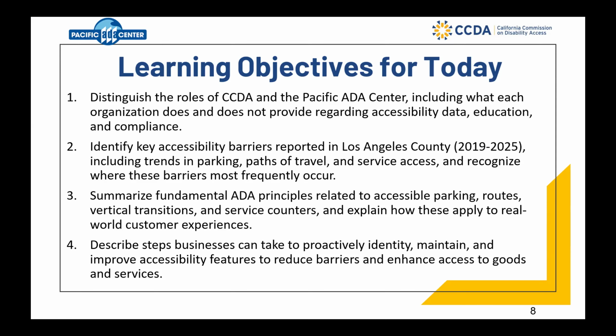And after that, we hope to summarize fundamental ADA principles related to accessible parking, routes, vertical transitions, and service counters, and explain how these apply to real-world customer experiences. And then finally, our fourth learning objective is to describe the steps businesses can take to proactively identify, maintain, and improve their accessibility features so they can reduce barriers and enhance access to their goods and services.